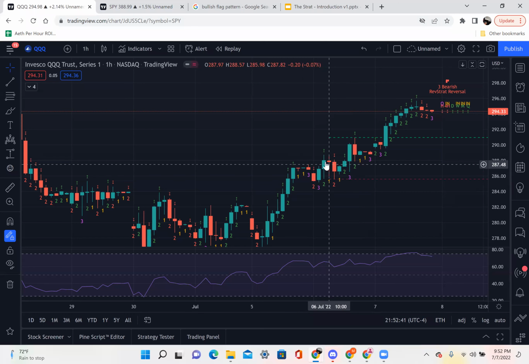It didn't mess up your setup, but now it's consolidating. So now you have the 2, 1, 2 to the downside. You could have taken that one and you got stopped. It just didn't work out. Boom, went up. Now you got the 2, 1, right? You could have taken the 2 right here to break your entry.